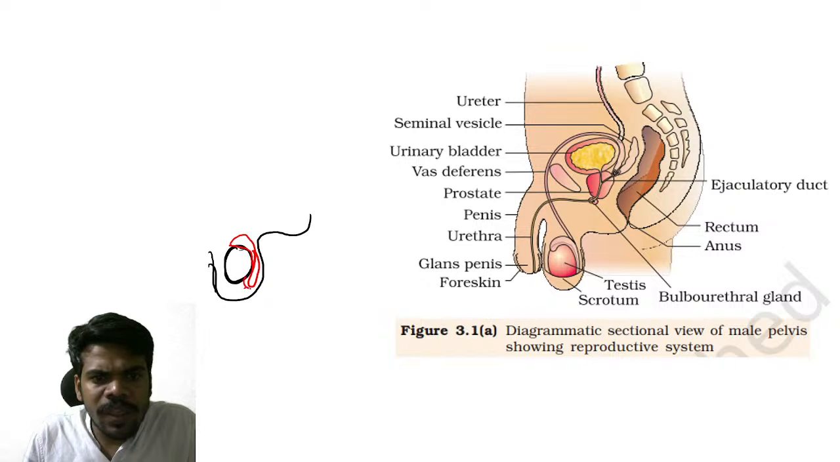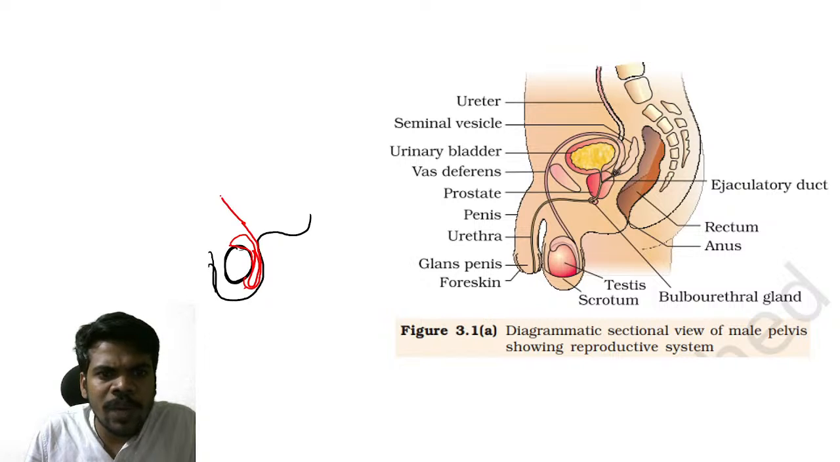Okay. From the epididymis, the vas deferens runs into the abdominal cavity like this. It runs like this, so it is the abdominal cavity. It loops over what? It loops over the urinary bladder. So you can draw the urinary bladder here. Yes, it is the urinary bladder.